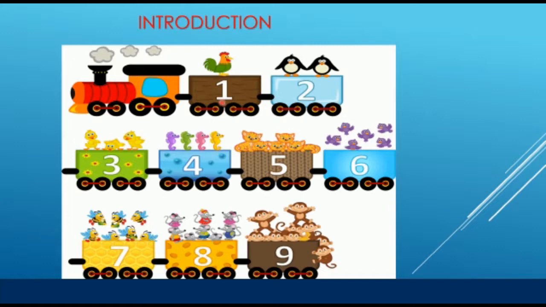1, 2, 3, 4, 5, 6, 7, 8, 9. This is forward counting. Now backward counting. 9, 8, 7, 6, 5, 4, 3, 2, 1. You know now these numbers, forward counting and backward counting. Okay, now next.